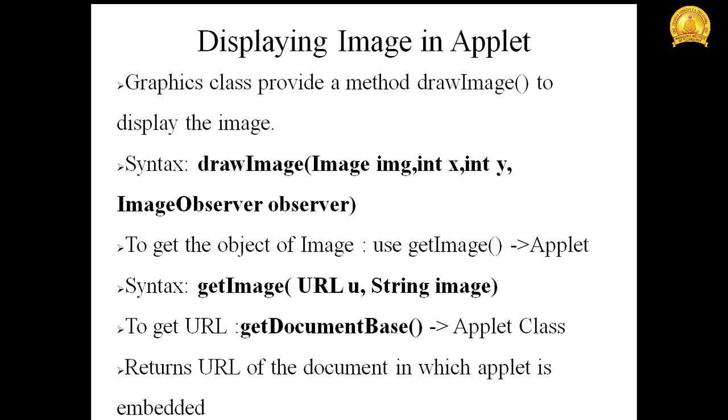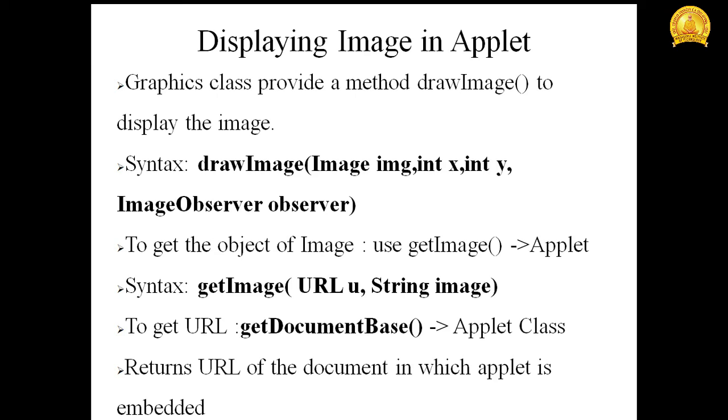Now if you want, you can also display an image in an applet. The Graphics class provides a method called drawImage to display the image. Applets are mostly used in games or in animation. So the java.awt.Graphics class provides a method called drawImage to display the image.